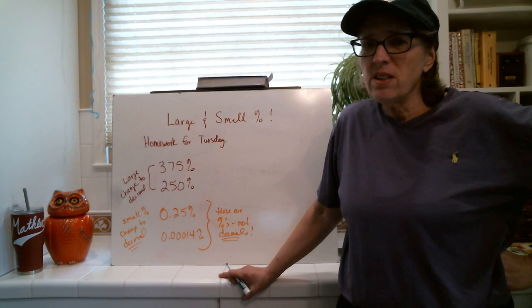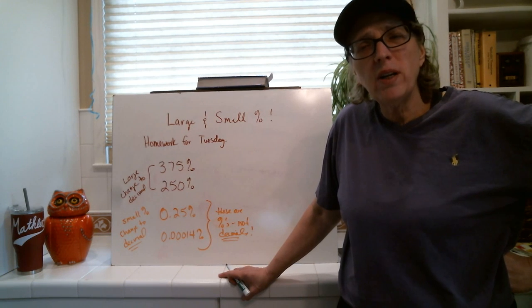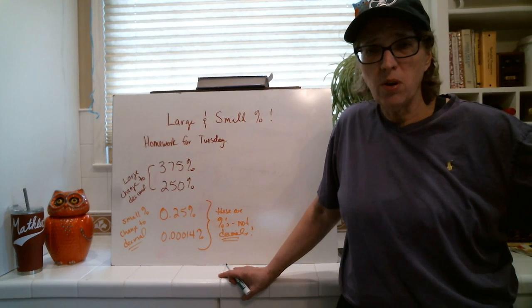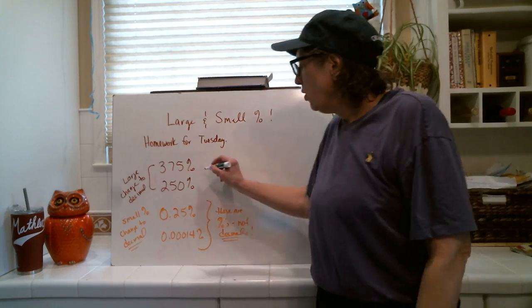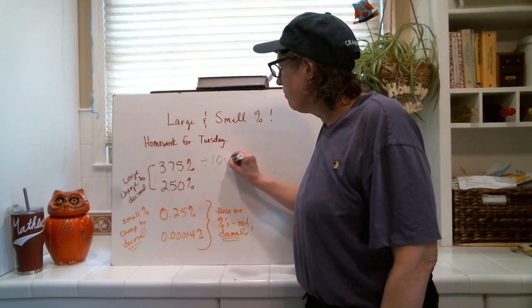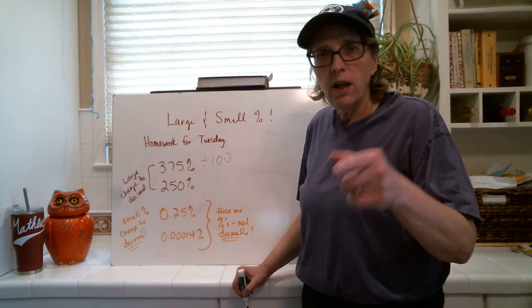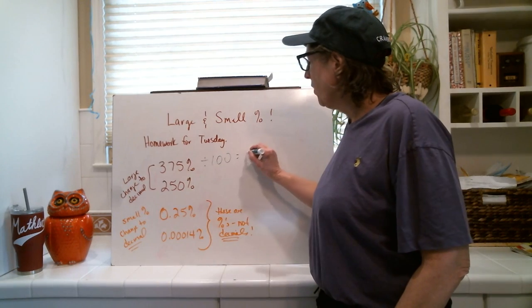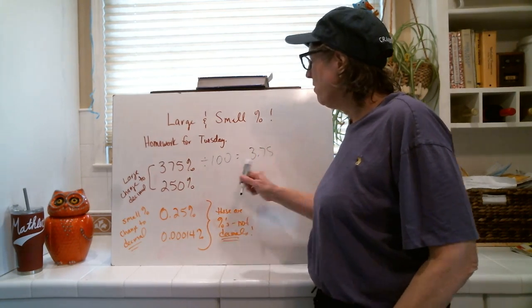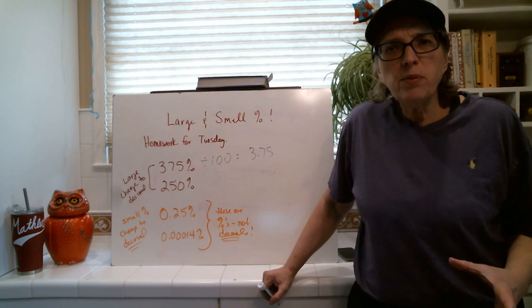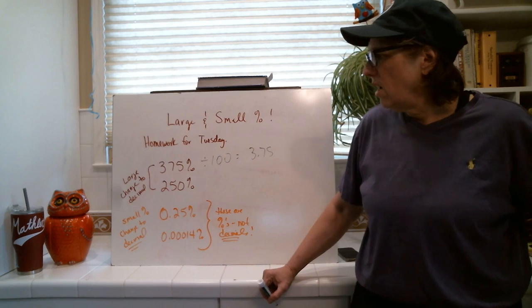To change percents to decimals, you divide by what number always, because percent is always based on what number? 100. So you would divide by 100, or move the decimal place 2 places to the left. If you divide by 100 on your calculator, you're going to get 3.75. It is a number that is not a percent any longer, so no percent sign.